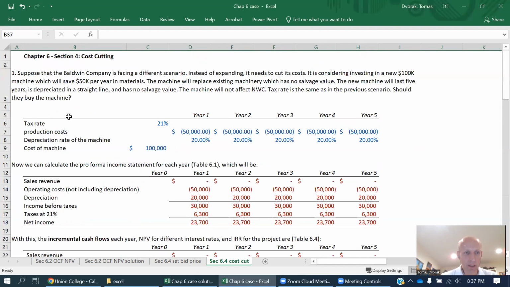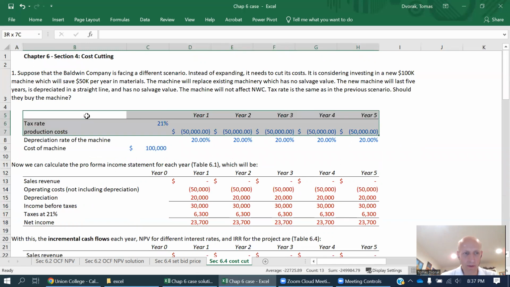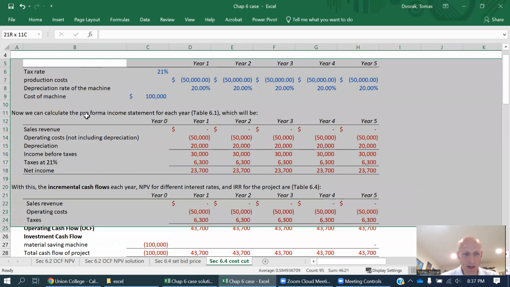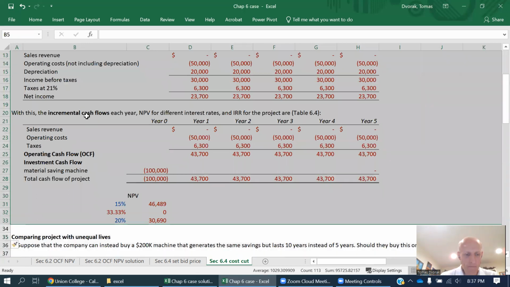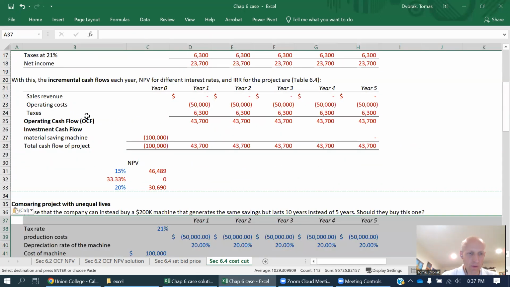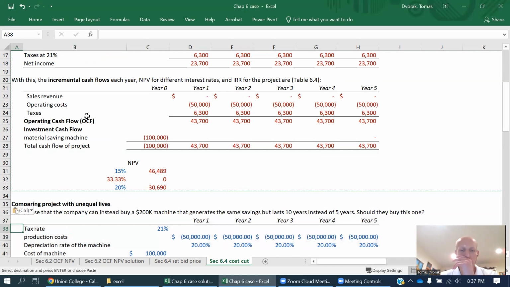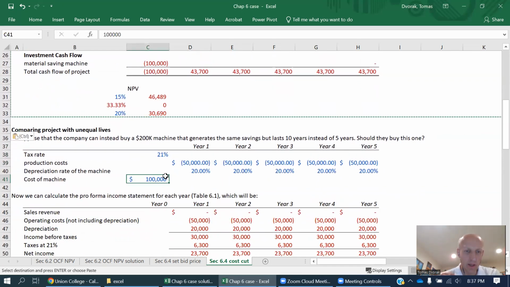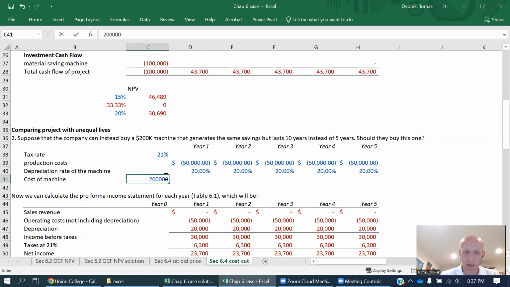And let's copy this whole thing that we just did. Control C, Control V over here. Okay, so now this machine costs 200K. So we're going to keep it at 200K, but it lasts 10 years. So let's expand this table to the right.